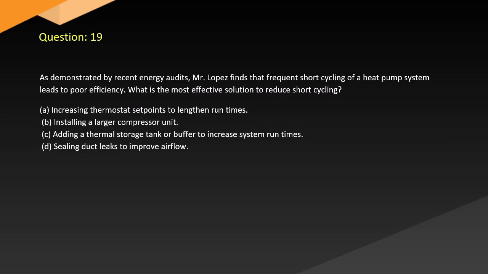Question 19. Demonstrated by recent energy audits, Sister Lopez finds that frequent short cycling of a heat pump system leads to poor efficiency. What is the most effective solution to reduce short cycling? A. Increasing thermostat set points to lengthen run times. B. Installing a larger compressor unit. C. Adding a thermal storage tank or buffer to increase system run times. D. Sealing duct leaks to improve airflow.